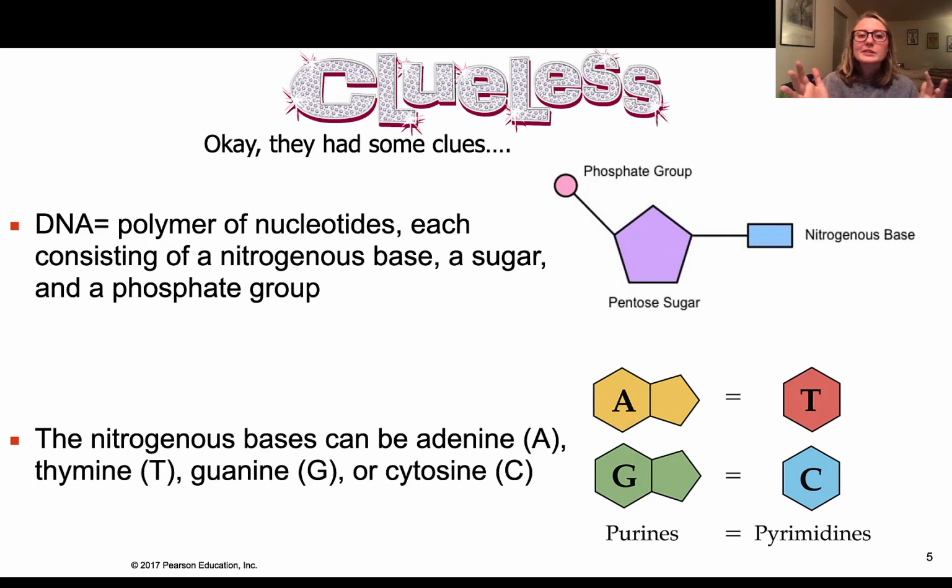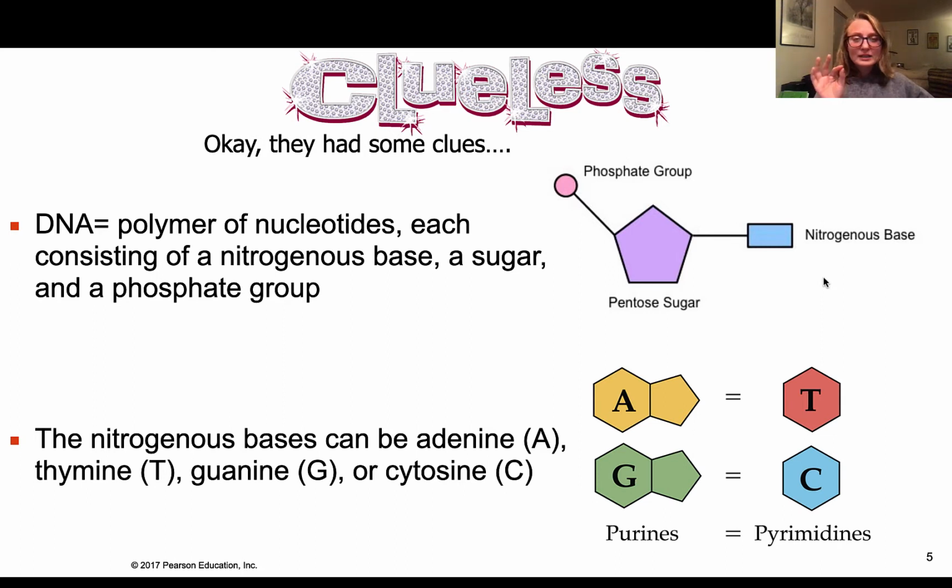Okay, like I mentioned earlier, we were basically clueless as to the 3D structure of DNA. I say clueless, but they had a few clues. We understood that DNA was a polymer of nucleotides, meaning just like a long string of nucleotides, and we knew what the structure of these nucleotides was. So here it is right here on your right, a generic structure of a nucleotide. So you have a sugar, a phosphate group, and a nitrogenous base.